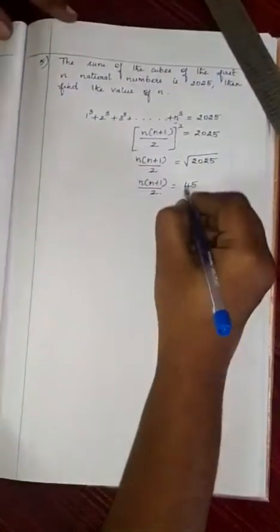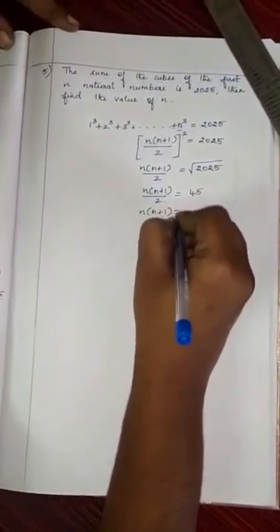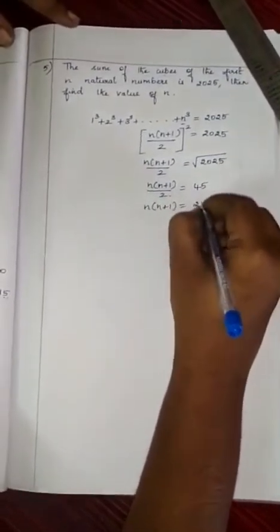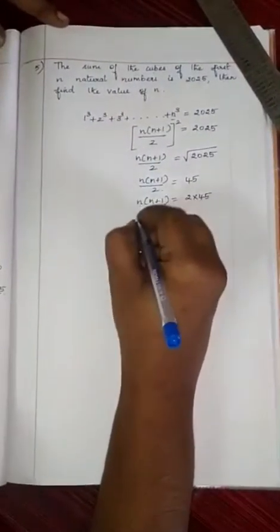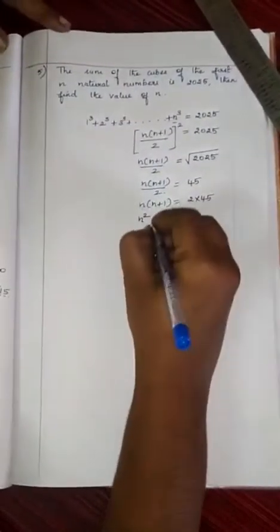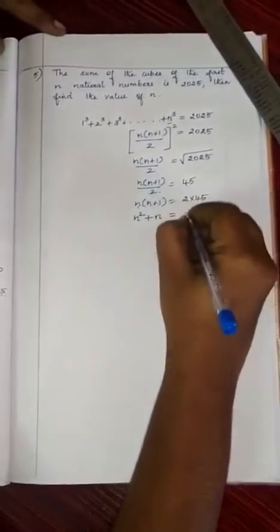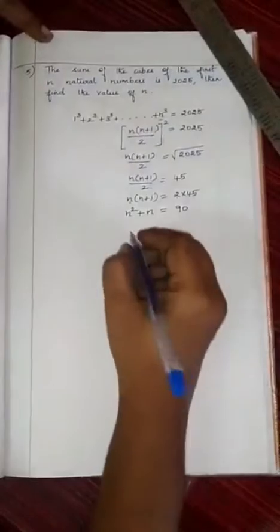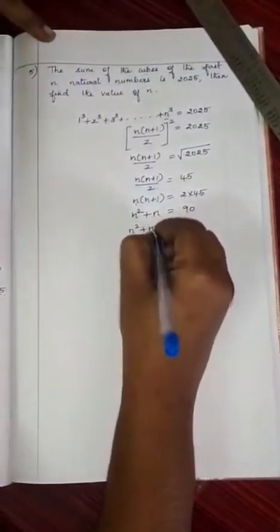Now take this 2 to the other side, you will get n into n plus 1 is equal to 2 into 45. Okay, now multiply this n inside, so you will get n into n is n square, plus 1 into n is n, that is equal to 2 into 45, which is 90. Now take this 90 to this side, n square plus n.